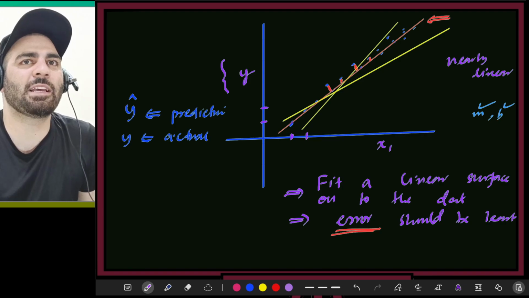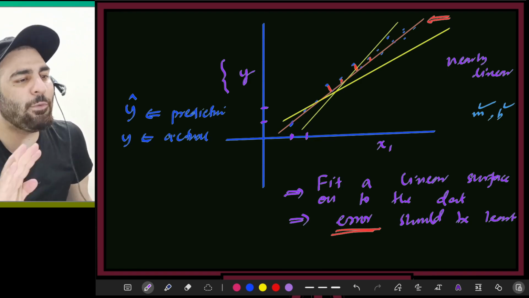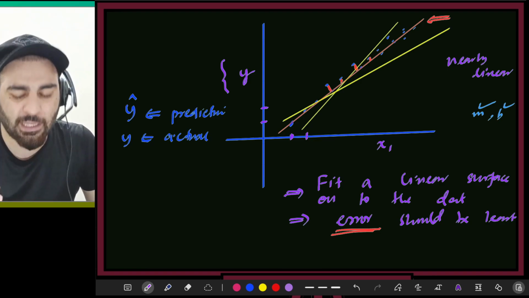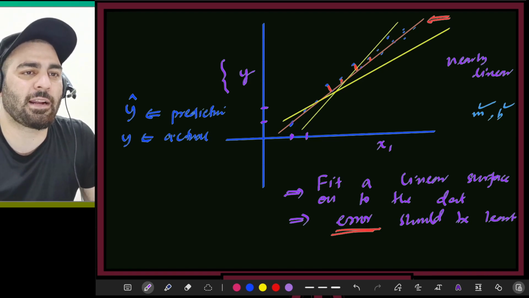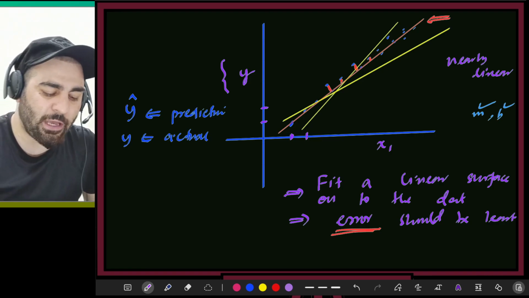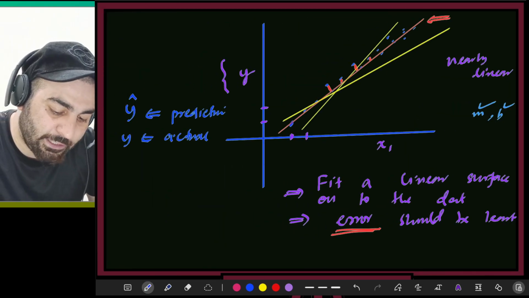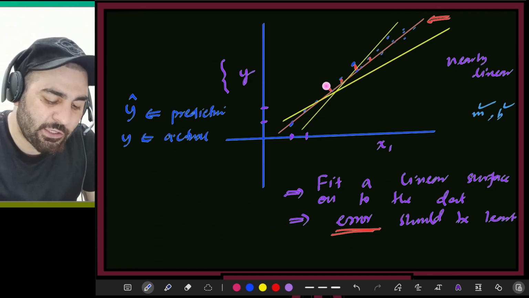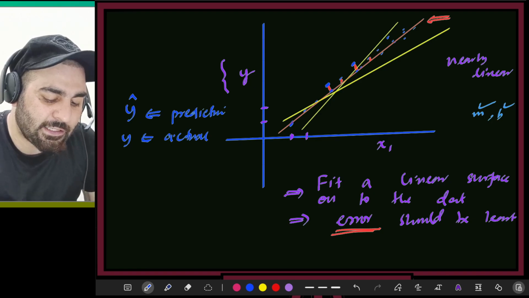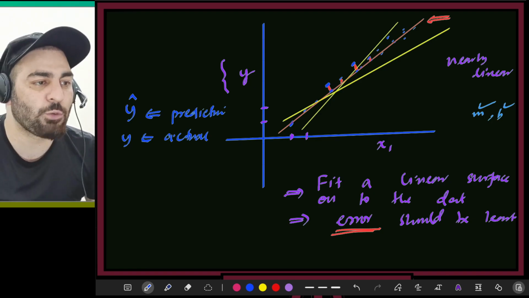But can I make a solution such that the error is minimal? I'm okay with the approximation, but whatever line I find should give me the minimal error. So what is the error? I defined it like this. This was the actual value, but I predicted it like this, so this red part is the error. For all the data points, I want this error to be minimized.